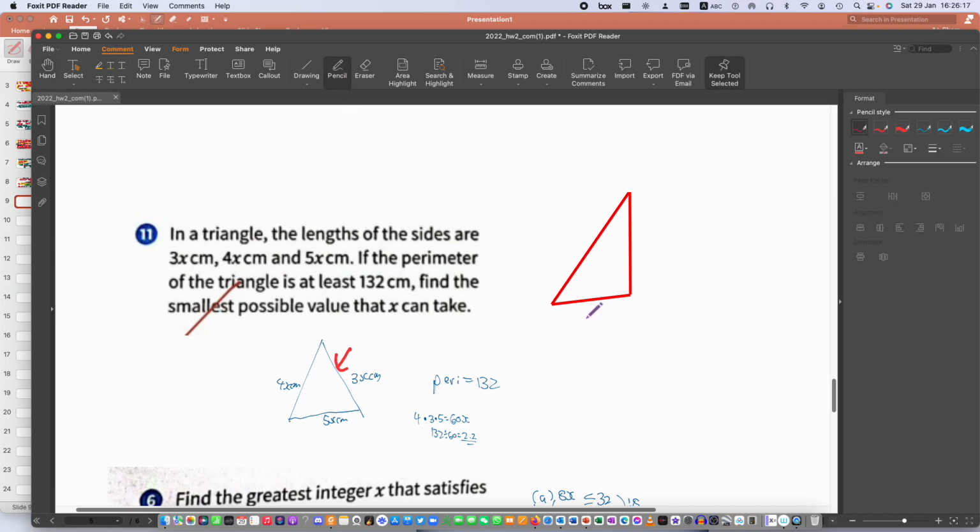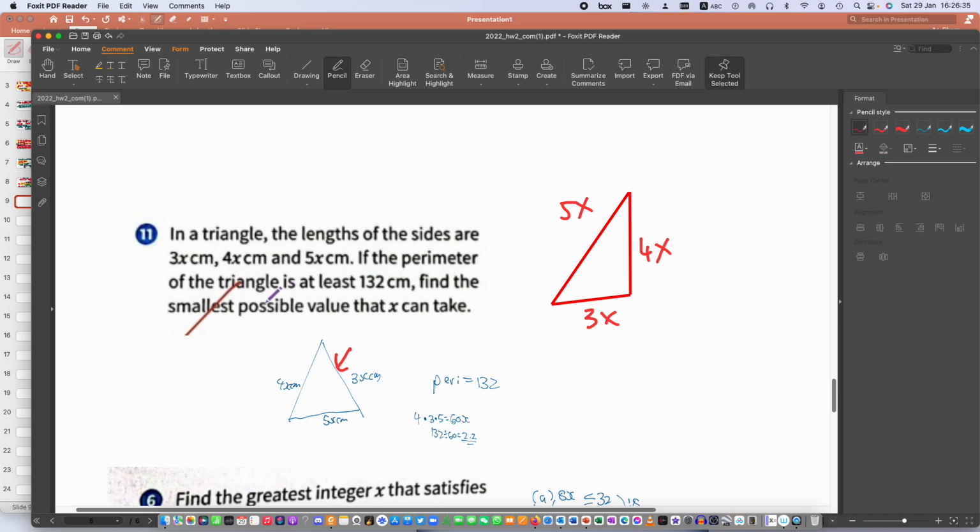So this is your 3x. Will you label this one 3x? No. Why not? Because that's longer. Exactly. So please be smart about it. So 4x. Then this is 5x.